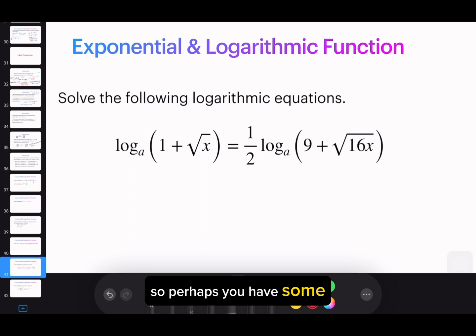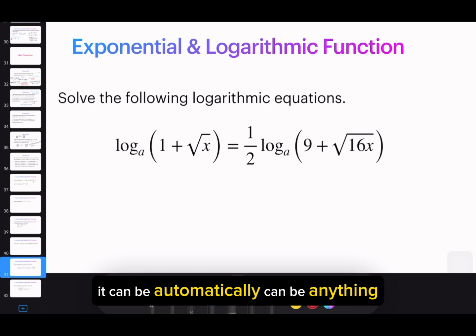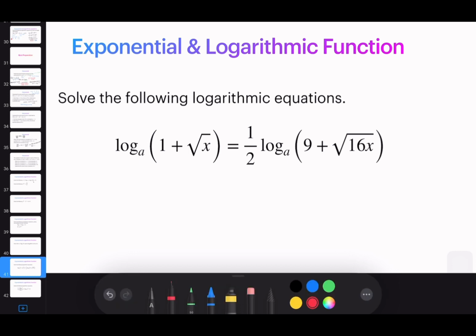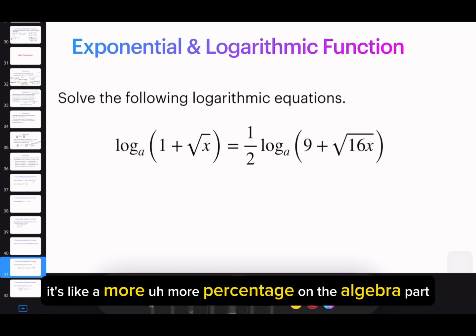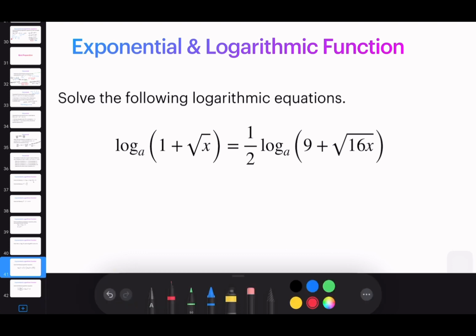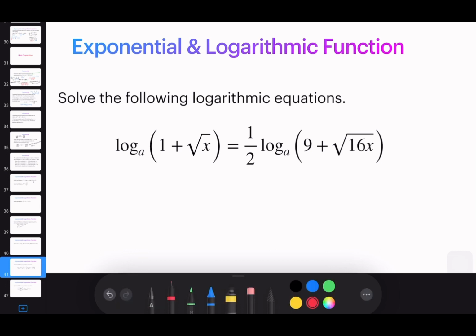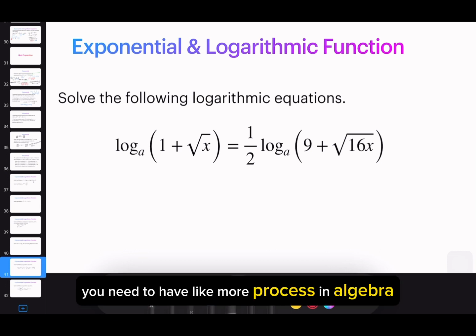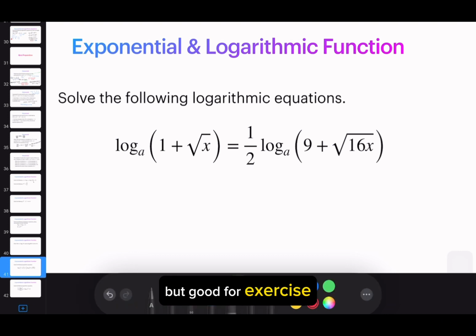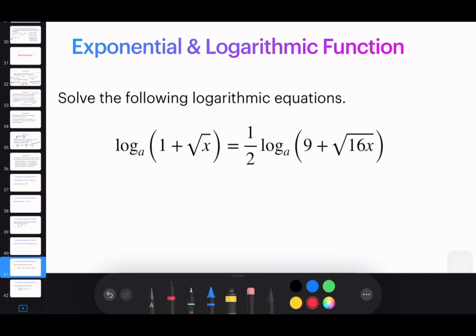So perhaps you have some equations that you need to solve. It can be quadratic, it can be anything, right? But try to solve it. It's like a more percentage on the algebra part. Okay. But then I will not give as difficult as this one. I mean, you need to have more process in algebra, right? But good for exercise. So try first.